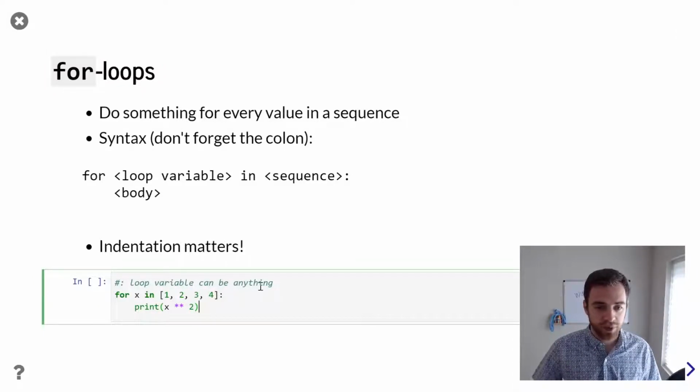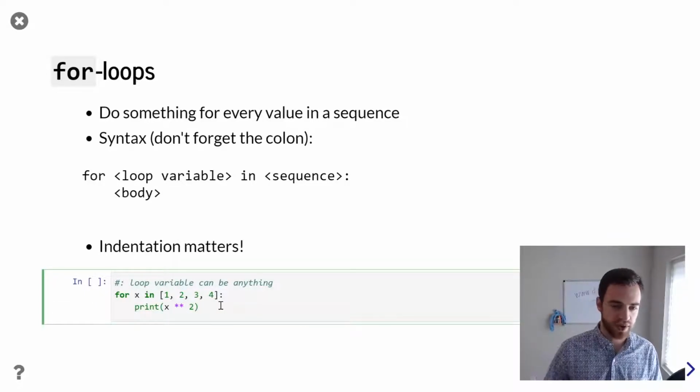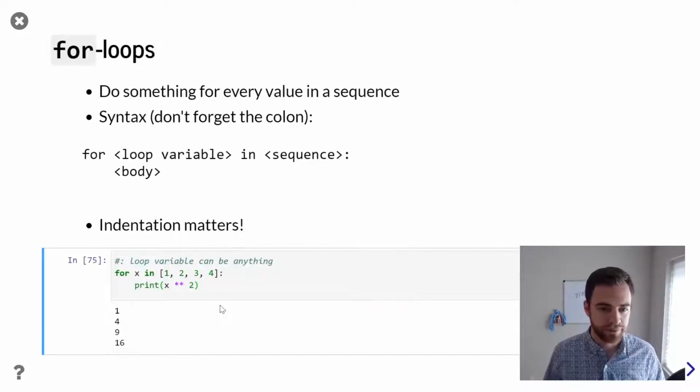So the loop variable can be anything. Like I said before, I could define it to be x, I could define it to be t, I could define it to be my favorite variable, whatever you want, as long as it's a valid name. So I'll write for x in this list of numbers, then I will print x squared. So I'll get 1 squared, 2 squared, 3 squared, and 4 squared.